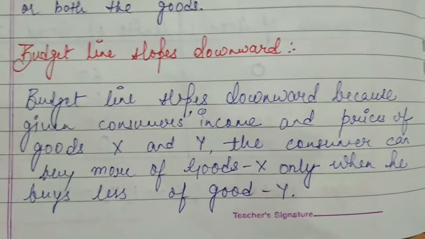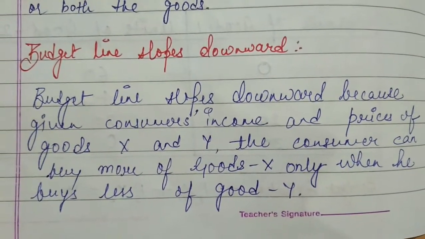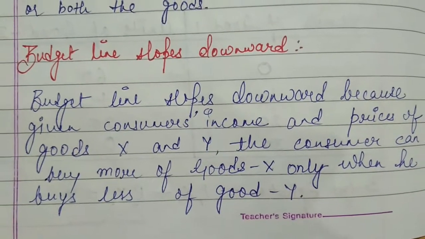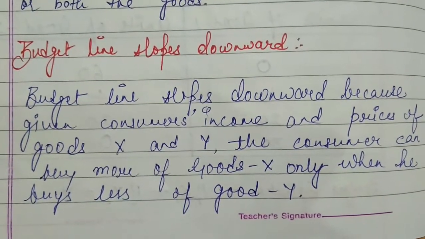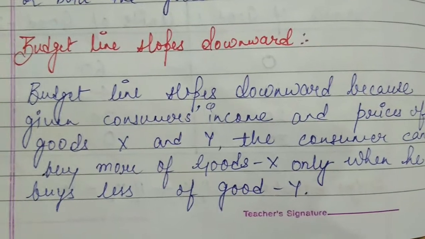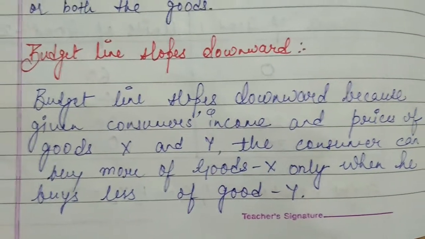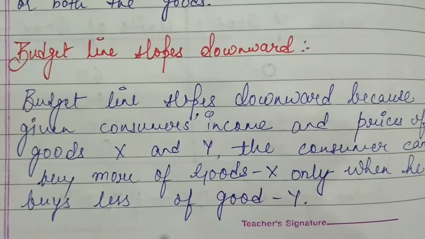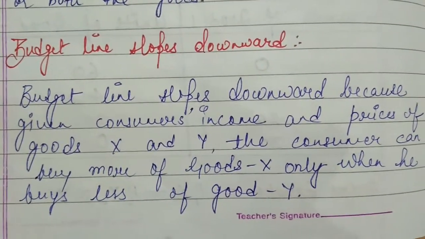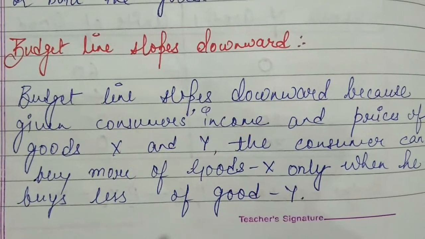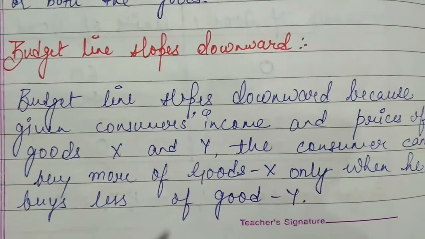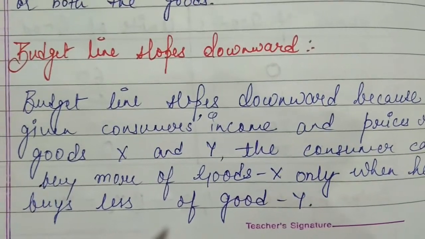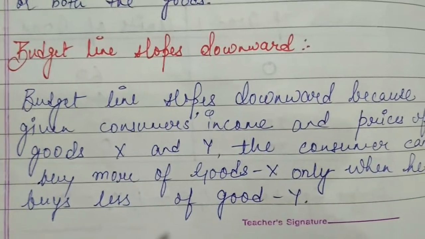Let us see. Budget line slopes downward because, given consumers' income and price of the goods X and Y, the consumer can buy more of good X only when he buys less of good Y. As studied earlier, due to this inverse relation, the budget line slopes downward, because in order to attain more of good X, one has to sacrifice good Y. That is why budget line slopes downward.